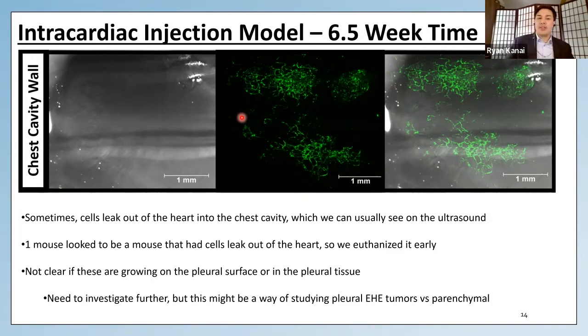It's not clear if these are growing on the pleural surface or in the pleural tissue. We haven't really done any sectioning or staining yet, but just grossly, it looks like they might be growing in the pleura.